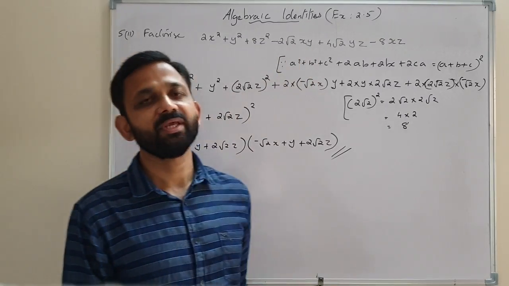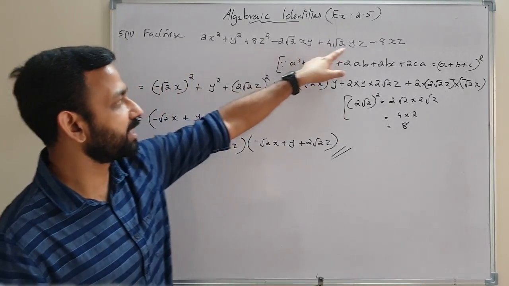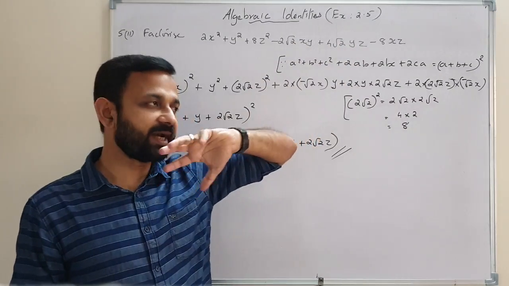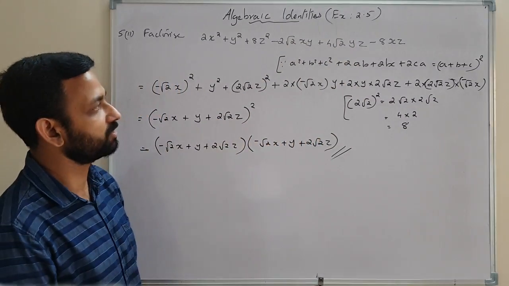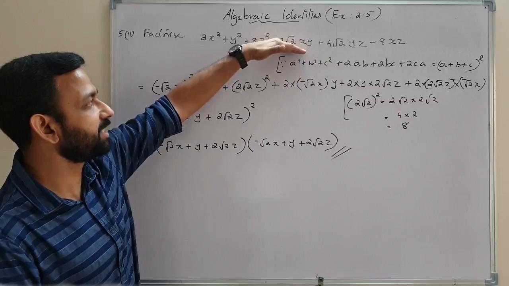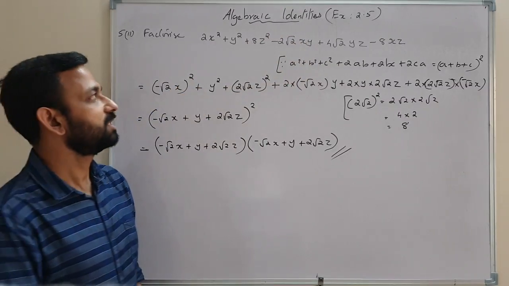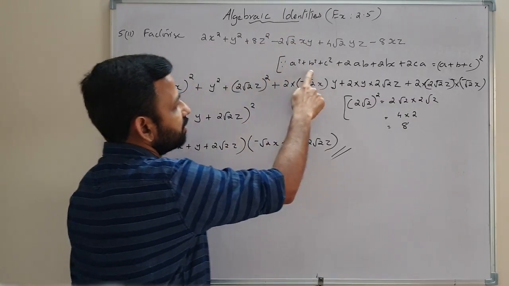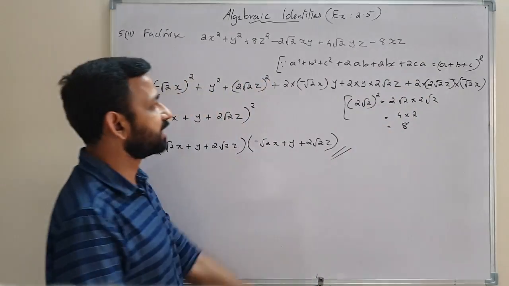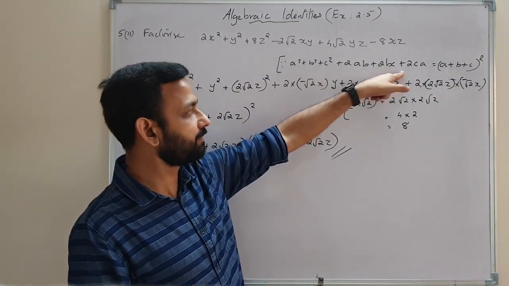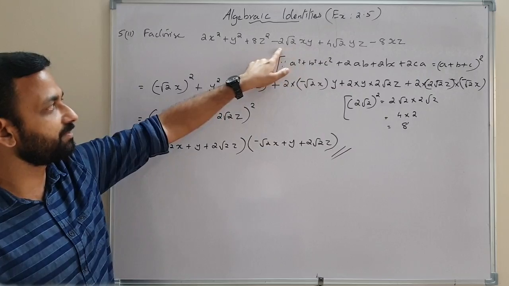This is our question, and here we have two negative terms. First we have to identify the identity which we are using. The corresponding identity we need to select from the question. So this question can be reduced into this identity. And here in the identity all the terms are negative, but in the question we have two negative terms.